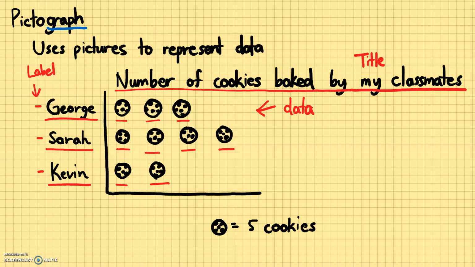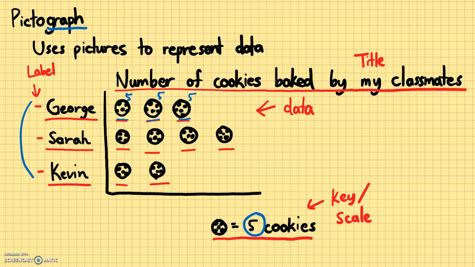And what do these pictures mean? And that's what we have this for. Okay, this is called the key or the scale. Okay, it tells you that 1 picture means 5 cookies. Okay, so if you're looking at the title, we can see that this is the number of cookies baked by my classmates. So I have my classmates over on this side. And from this pictograph, I can see that George baked 3 of these pictures, but each of these pictures are 5 cookies.